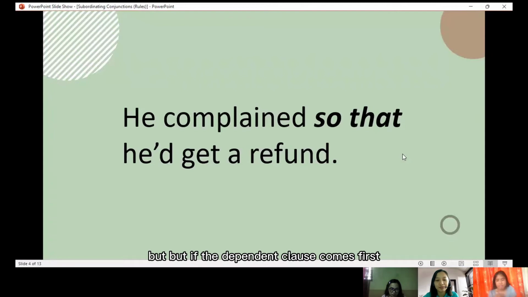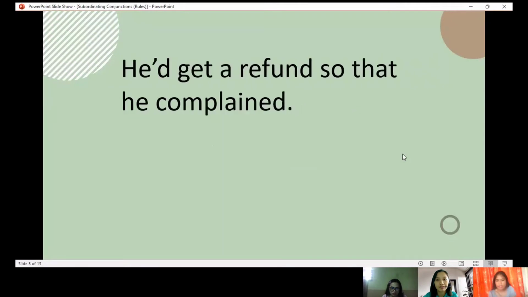But if the dependent clause comes first, for example, he'd get a refund before the independent clause he complained, you will notice the grammar is incorrect when you put so that in between, like this. It is only in the right form if we replace it with another subordinating conjunction. Any guess?